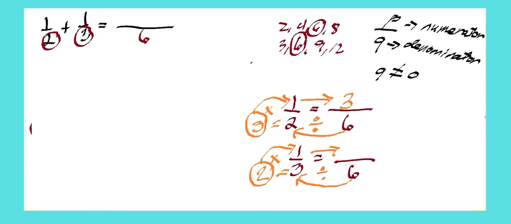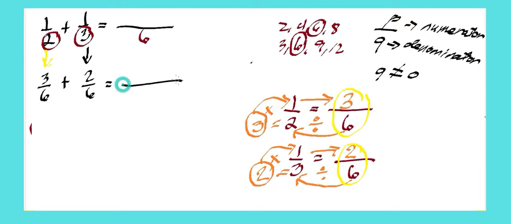Okay. So, 6 divided by 3 is 2. 2 times 1 will be 2. So, our new fraction now is 3/6 and 2/6. So this 1/2 will become 3/6. And this 1/3 will become 2/6. Okay, and just copy plus.